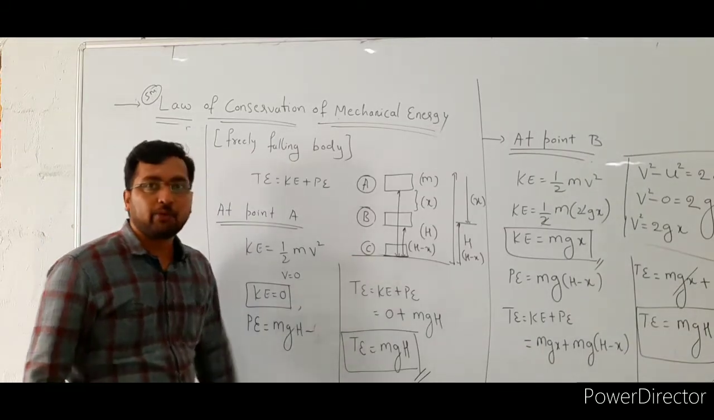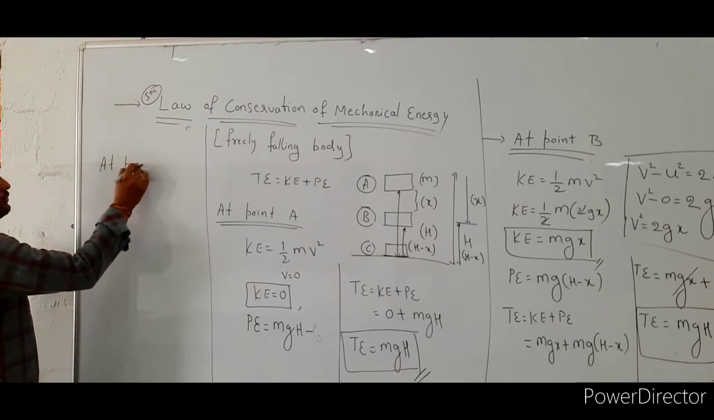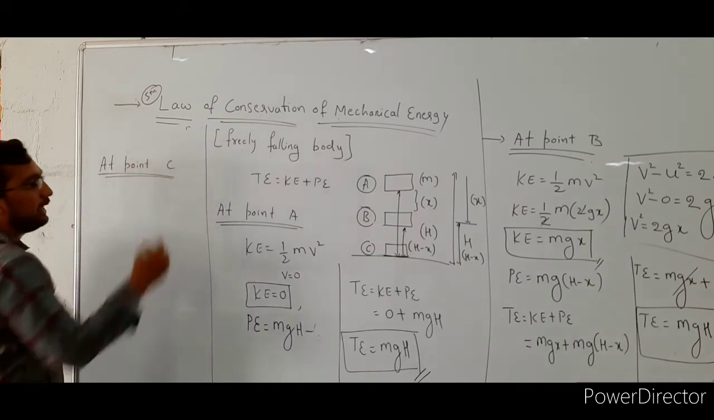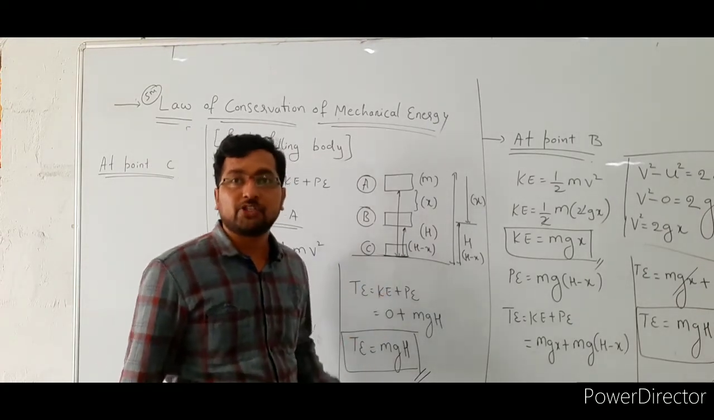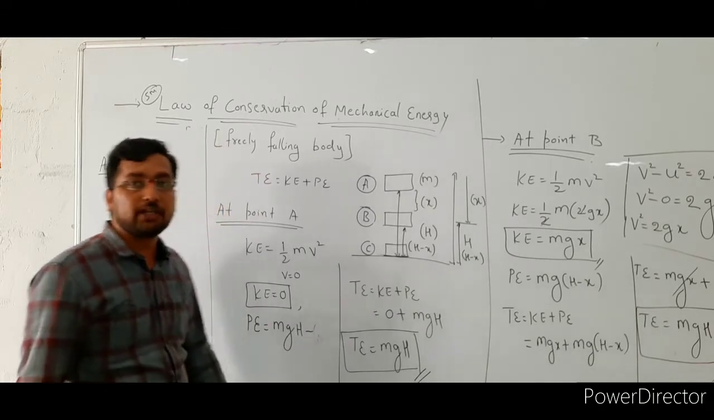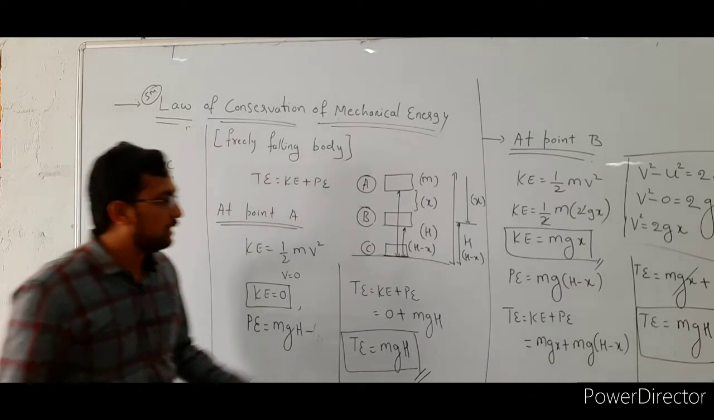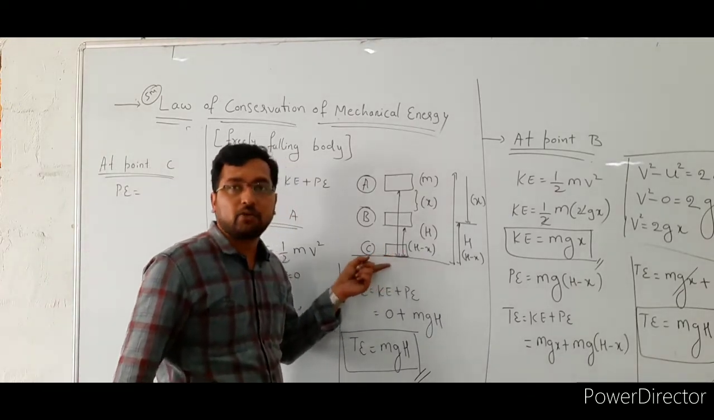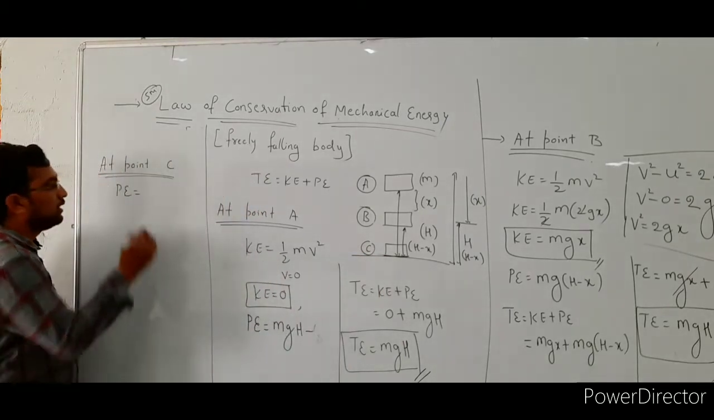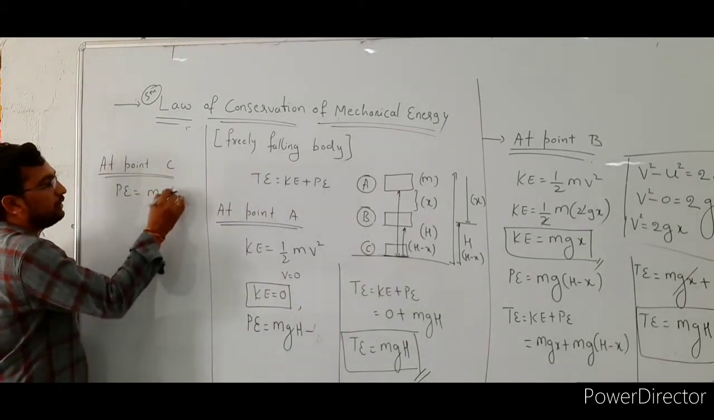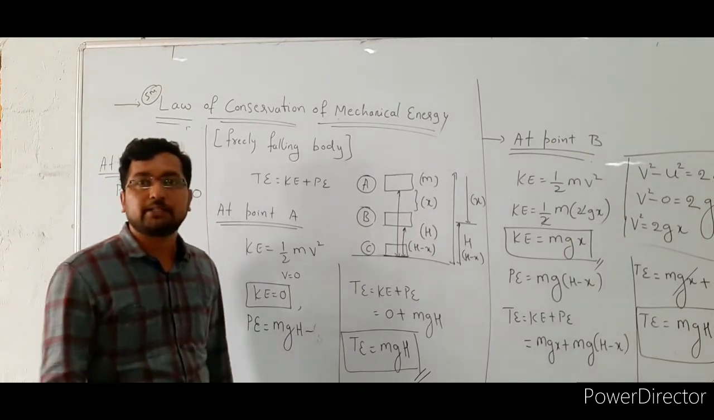The next one, at point C. At point C, first we are going to find out the kinetic energy and the potential energy. First we are going to find out the potential energy. So the potential energy at point C: here that body is on the surface of the ground, or the surface of the earth. In this case, the height value is 0, h is 0. So then mg times h, h value is 0, then the potential energy is 0.